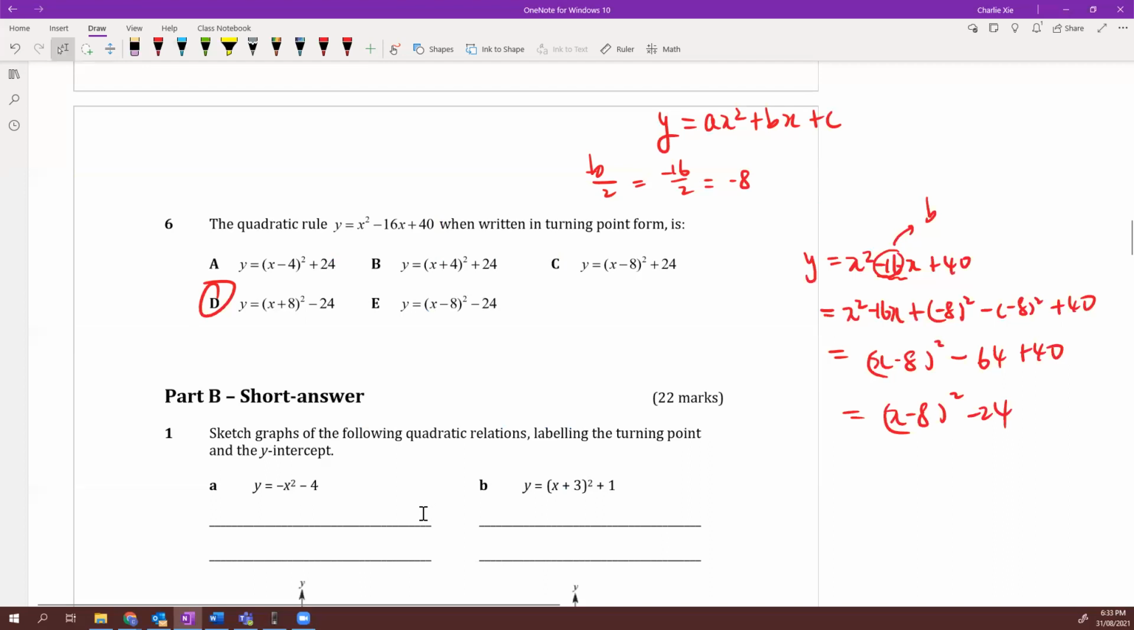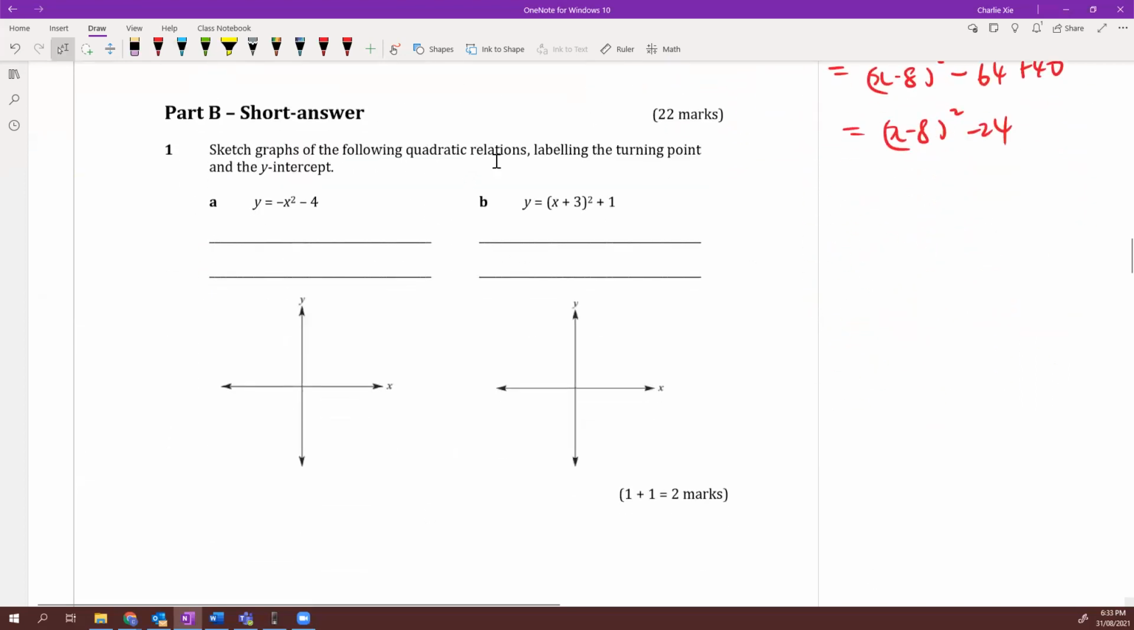Okay, part B. Sketch graphs of the following quadratic relations, labeling the turning point and the y-intercept.